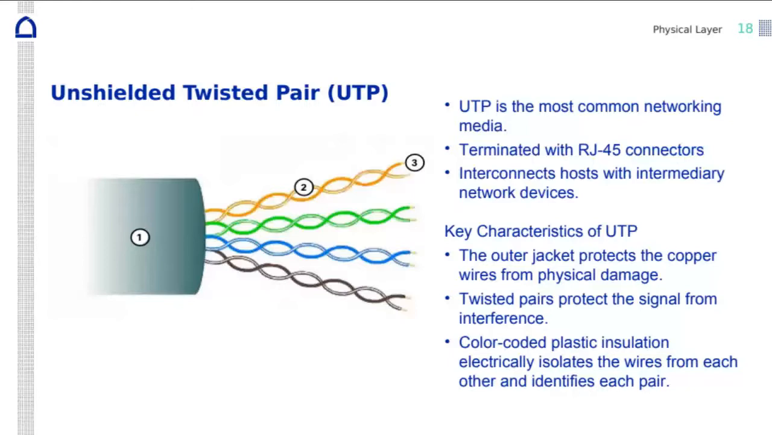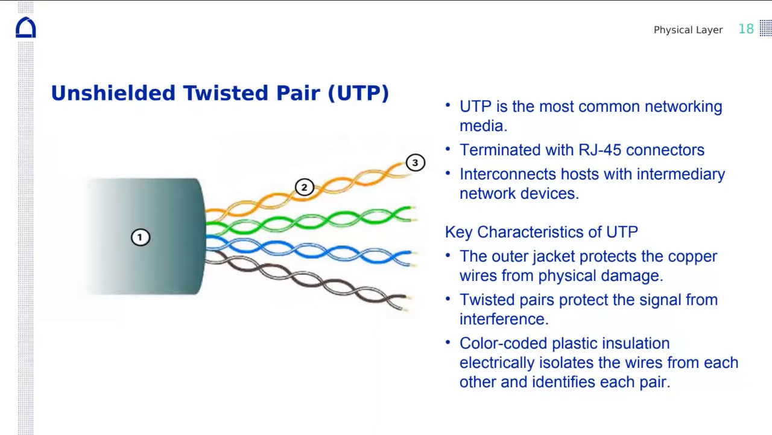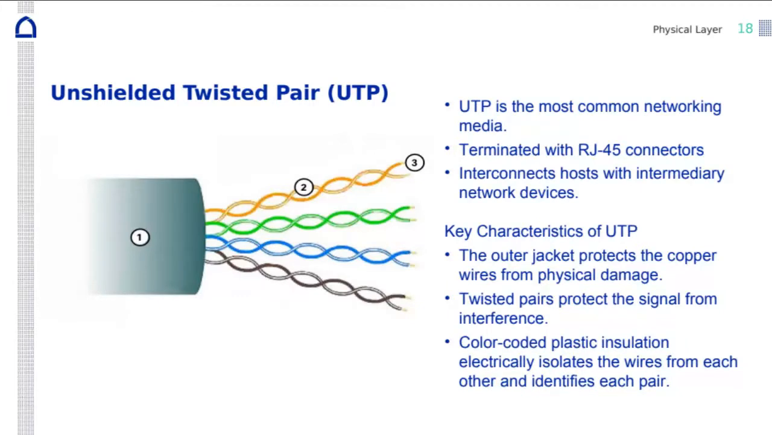The UTP is the most common networking media. It is terminated at the end with an RJ45 connector, the network connector. If you look at the cable at your desk, that's the connector that's going to the wall or to the socket. This is an RJ45. The telephone connector is RJ11, smaller. This one is bigger. It's RJ45. So it interconnects hosts with intermediary network devices.